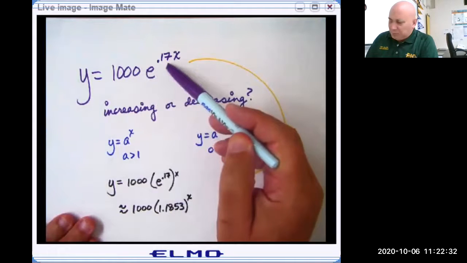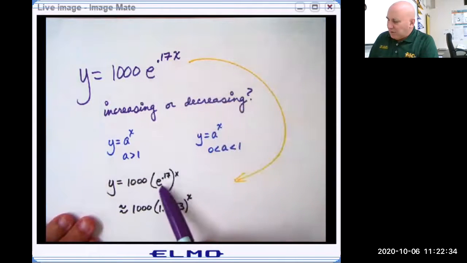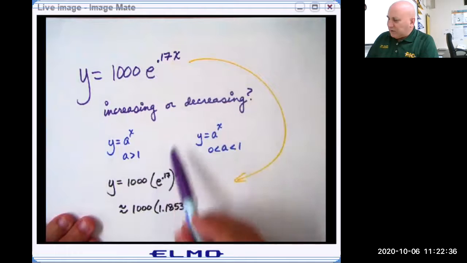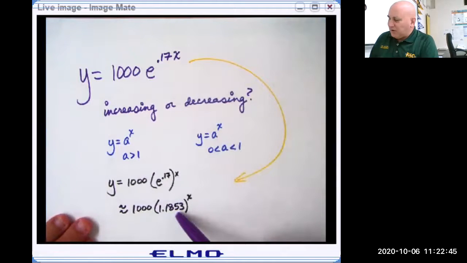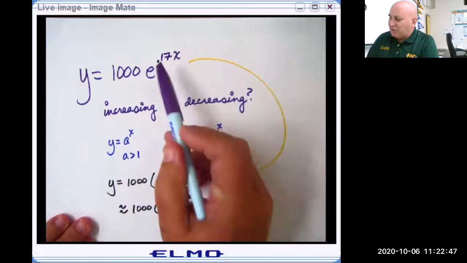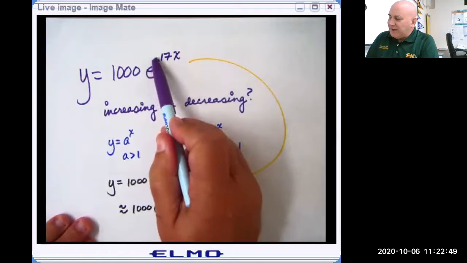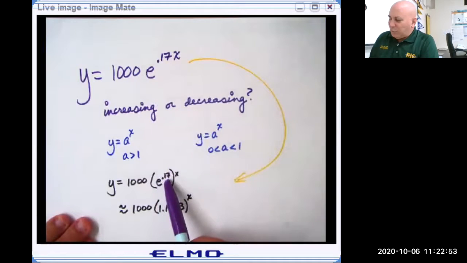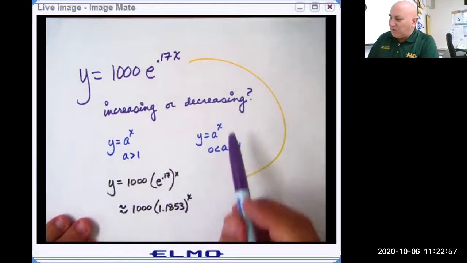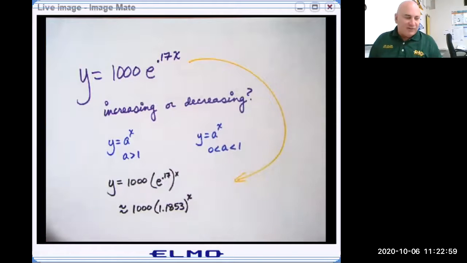What is e to the 0.17? Well, you can see that we can rewrite that as e to the 0.17 power raised to the x. And e to the 0.17 is this. So sure enough, this is an increasing function. If it were e to the negative 0.17x, well, e to the negative 0.17 would be a number between 0 and 1. That's what would make it decreasing.